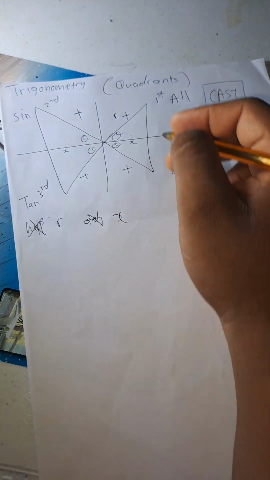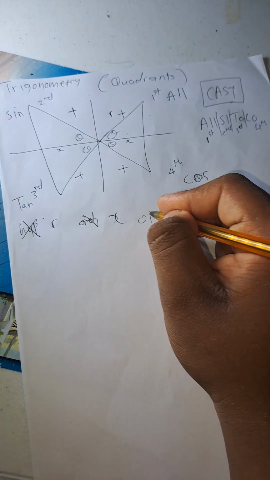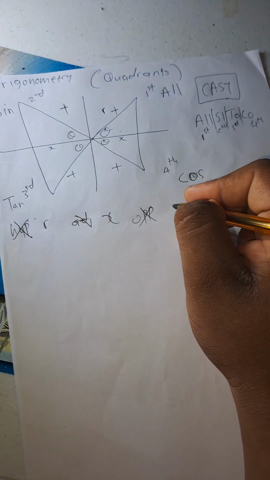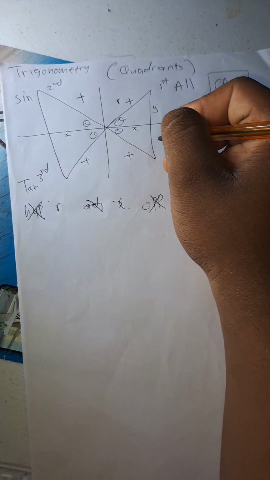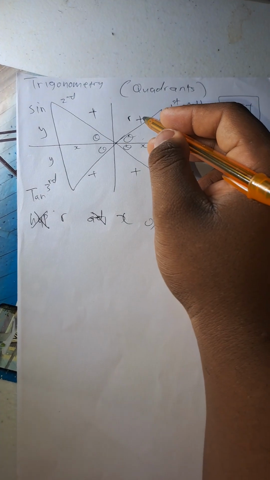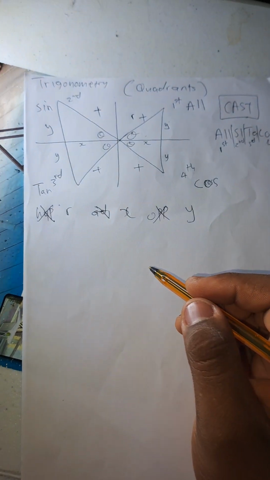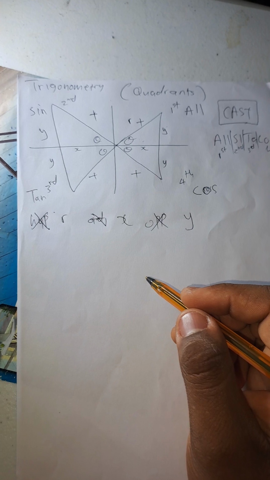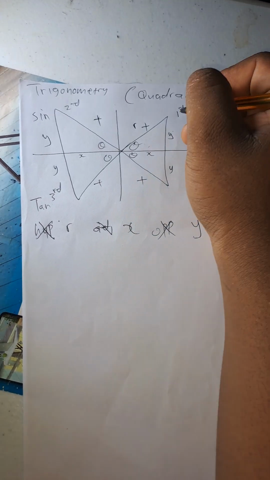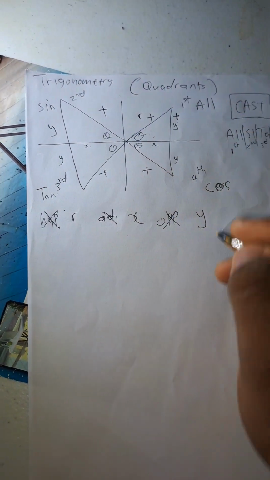And then the opposite side, which is this one, is no longer called the opposite side, but y. You see? And then let's continue. Since the radius is positive throughout, now let's go to the opposite. On the first quadrant, the opposite is positive.